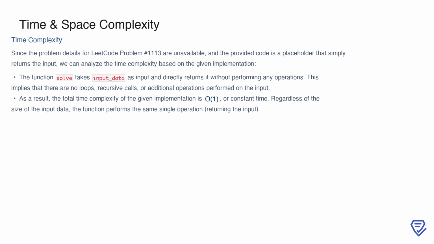In this implementation, we are analyzing the time complexity of the provided function. The function, as described, takes an input called input_data and directly returns it without performing any additional operations, such as loops, recursive calls, or complex computations. Since this is the case, the time it takes to execute the function does not depend on the size of the input. Whether the input has one element or a million, the function will always perform the same single operation, returning the input. This behavior corresponds to a time complexity of O(1), also known as constant time, because the function's runtime remains fixed regardless of the input size.